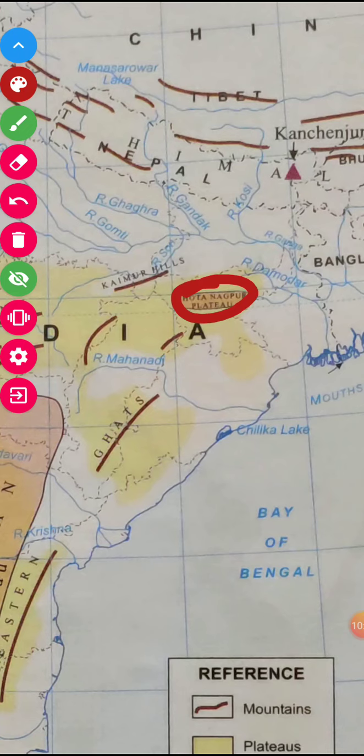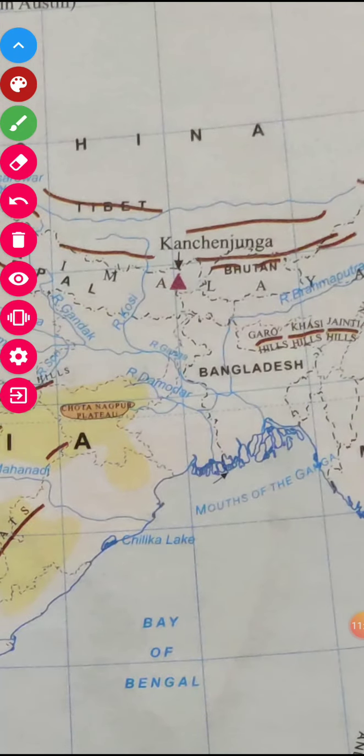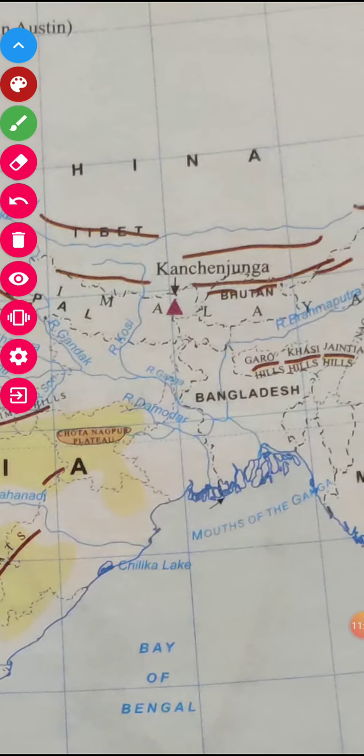So one more peak in the syllabus is the Kanchenjunga Peak, which is in the Sikkim state of India, which shares the border with Nepal, eastern side of Sikkim. So this triangle here is Kanchenjunga, which is considered as the highest peak of the country, sharing the border with Nepal. Very carefully we have to mark this.